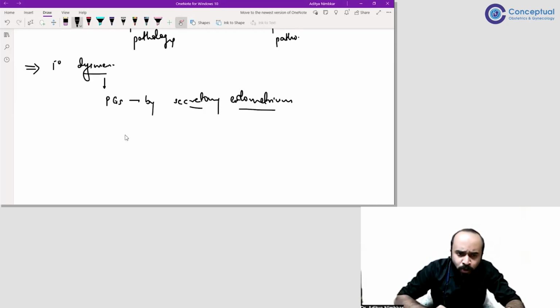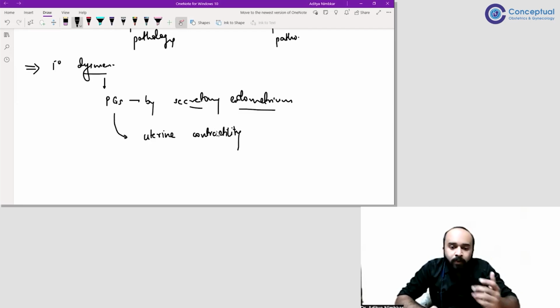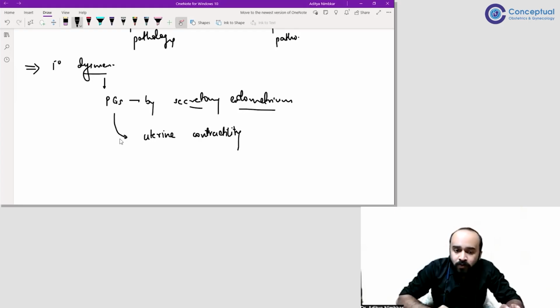So whenever you have prostaglandins being secreted by the secretory endometrium, what will happen? You are going to have uterine contractility. The uterus contracts, obviously, which is why in every menstrual cycle you would be getting pain. For now, I'm talking about the physiological cause of pain. So uterine contractility comes first. Now, because of that uterine contractility, the blood vessels, the spiral arteries that are supplying the endometrium, are going to be completely obliterated. This will lead to reduced blood flow to the endometrium.